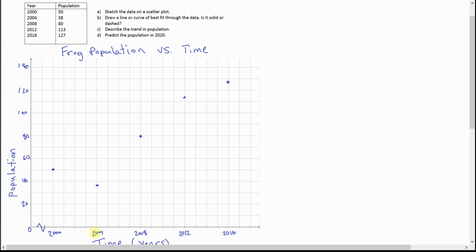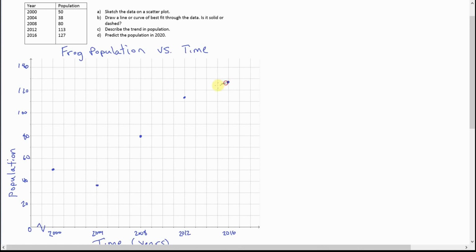Well, time-wise, the time's pretty linear. We can include all the decimal points in between every year because you can have months and days and seconds, but the population would have to be whole numbers. We aren't going to count 2.5 frogs. We're going to count 2 frogs, 3 frogs, 10 frogs, 100 frogs. So we need to do a dashed line because the population would only allow whole numbers.